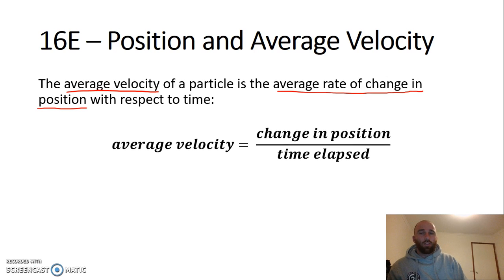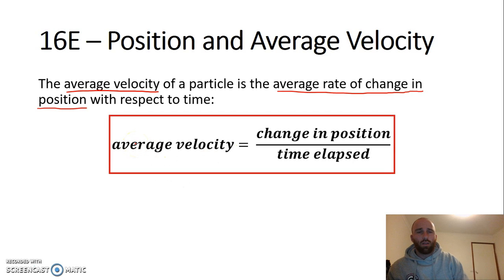Average velocity is equal to the change in position divided by time, the time elapsed. That's what it says with respect to time. So that's the formula. You will need it, so chuck that into your band references.